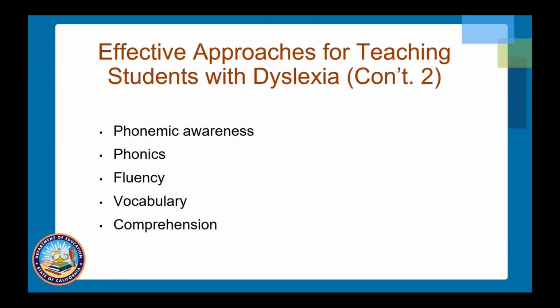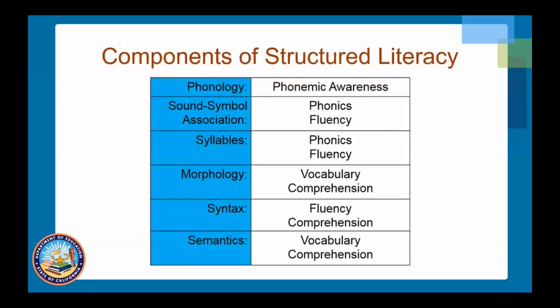The previous slide addressed how to teach students with dyslexia. This is what you should teach. Instruction should include the teaching of phonemic awareness, phonics, fluency, vocabulary, and comprehension. These 5 pillars of reading instruction have been validated by decades of scientific research, which has documented the effectiveness of this method of instruction for students with and without dyslexia. This instructional approach is also called structured literacy. The components of structured literacy are phonology, sound symbol association, syllables, morphology, syntax, and semantics.